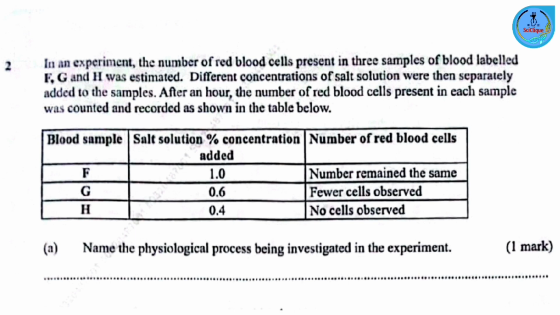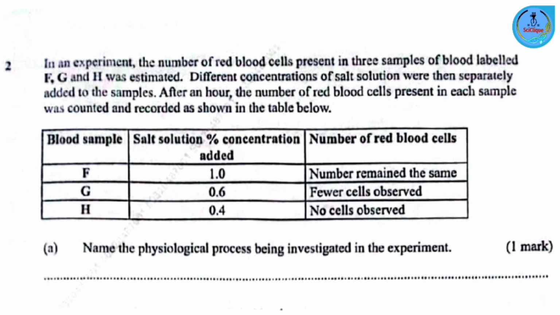Now, first of all, let me just recap what the question has stated so far. So 3 samples of blood were taken, right? And they were labeled as F, G, and H. Next, a solution containing salt was added onto all 3. Are we okay up to that point? All right. Now, the thing is, the salt solutions were of different concentrations, okay? So some of them may have contained more salt and others less so. Now, if you look at the table, you can clearly see this.